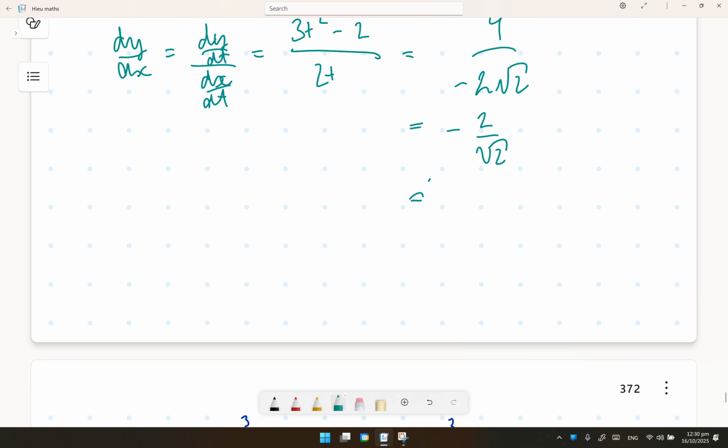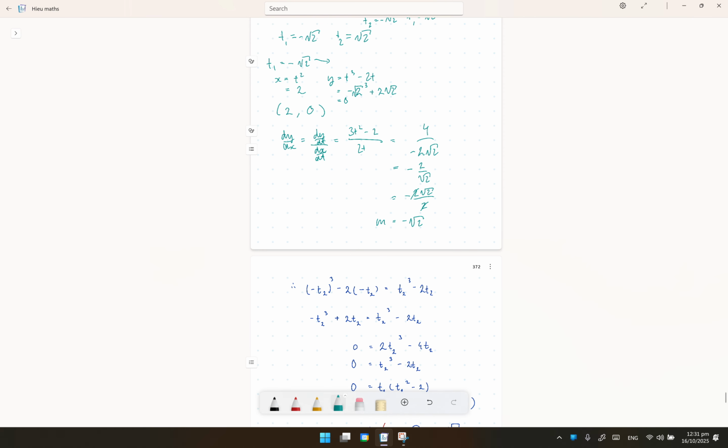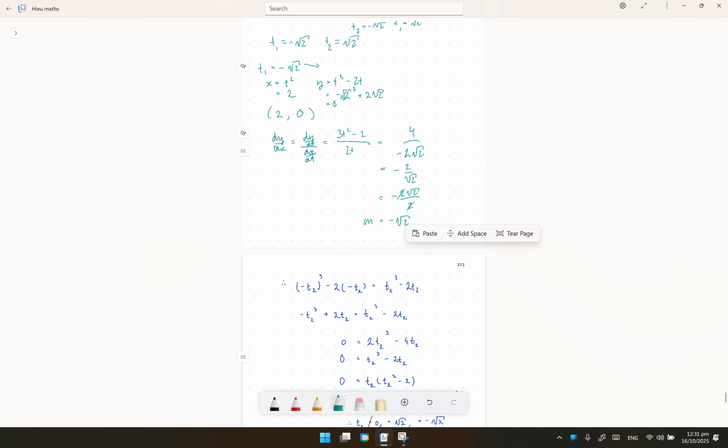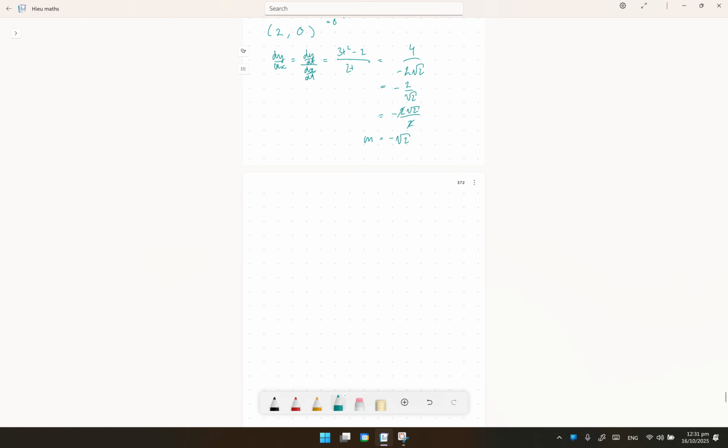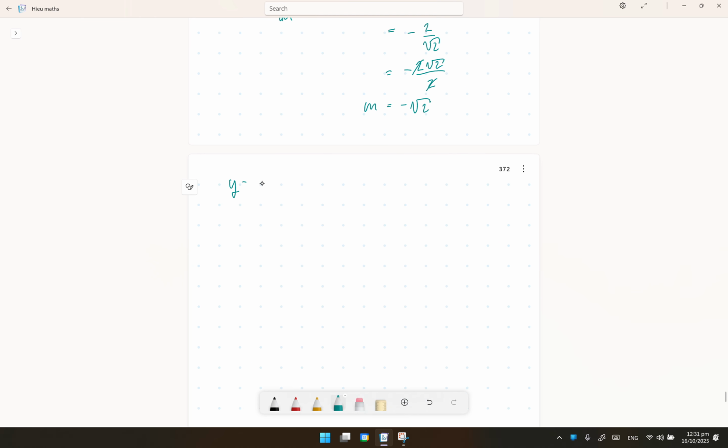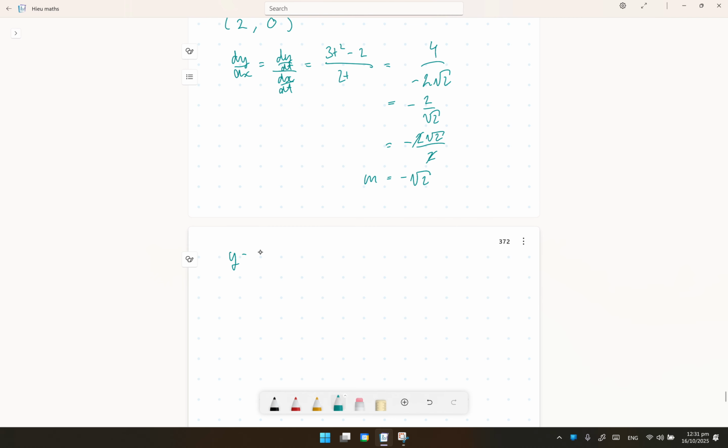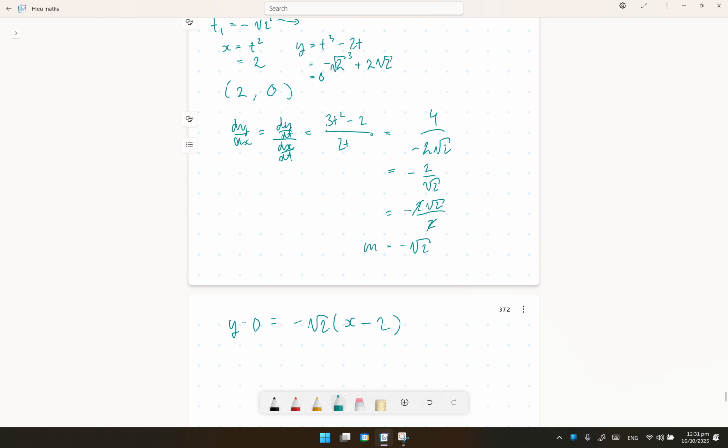And if we think about it, let's rationalize this. Minus 2 root 2 over 2. These two cancel out. It's just minus root 2. So that's the gradient. And now if you remember from our previous lesson, the tangent line we can just write as y minus the y coordinate, which is 0, equals the gradient, which is minus root 2, multiplied by x minus the x coordinate, which is 2.